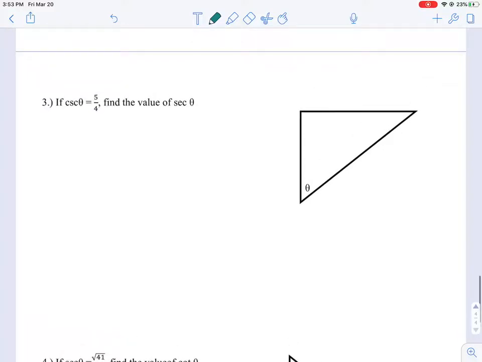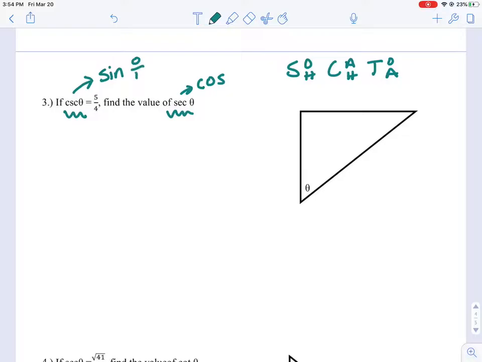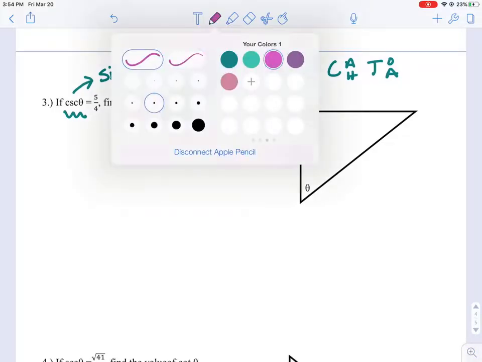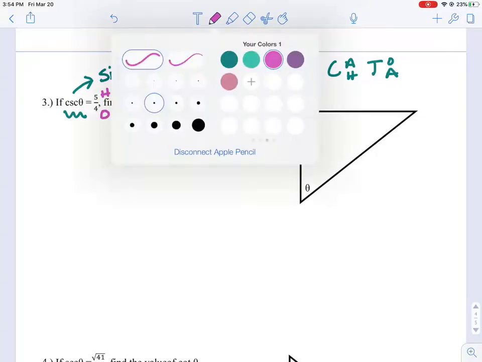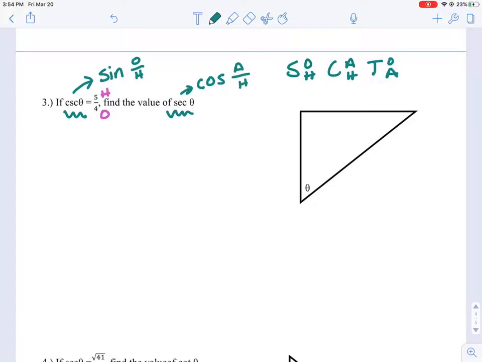All right, let's take a look. They're giving me cosecant actually. I know that that goes with sine. And then they want secant, and I know that that goes with cosine. SOHCAHTOA. I know sine is opposite over hypotenuse, so what they're giving me here for cosecant is really my hypotenuse over my opposite. Cosine is really adjacent over hypotenuse, but they're asking for secant, so that's going to be the reciprocal. So hypotenuse over adjacent. That is what I ultimately need to find.